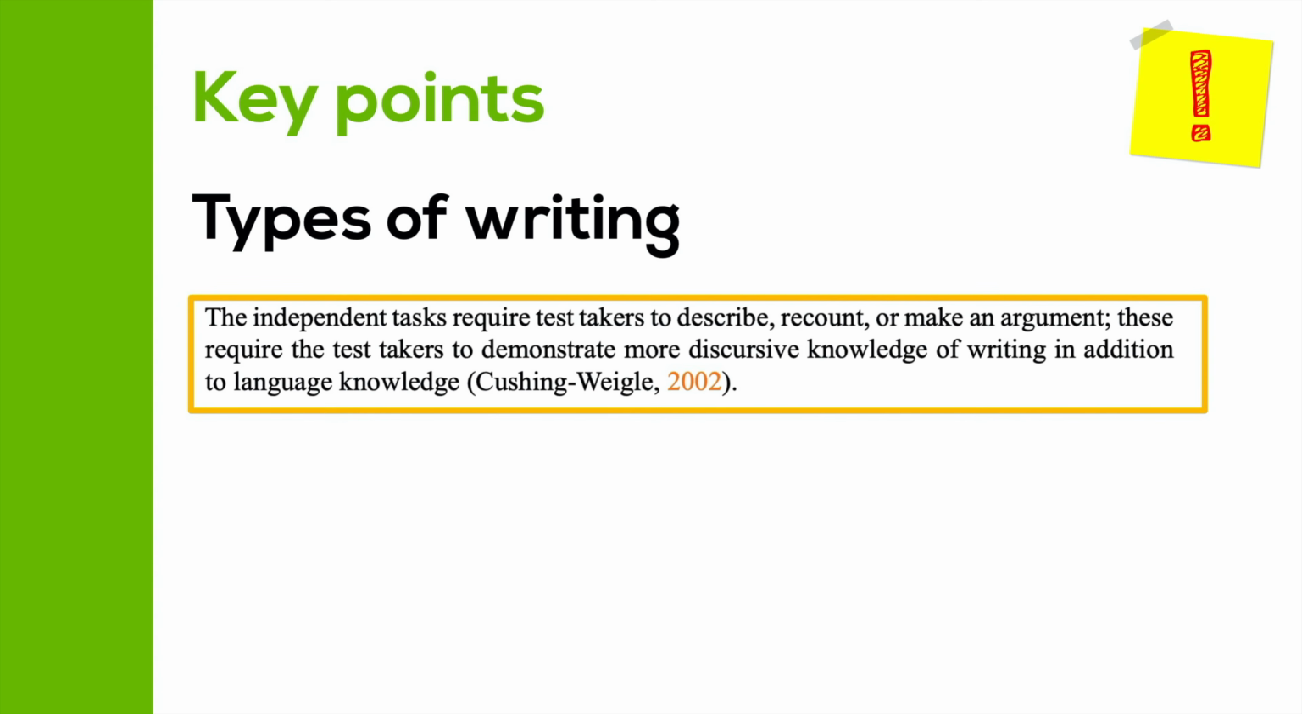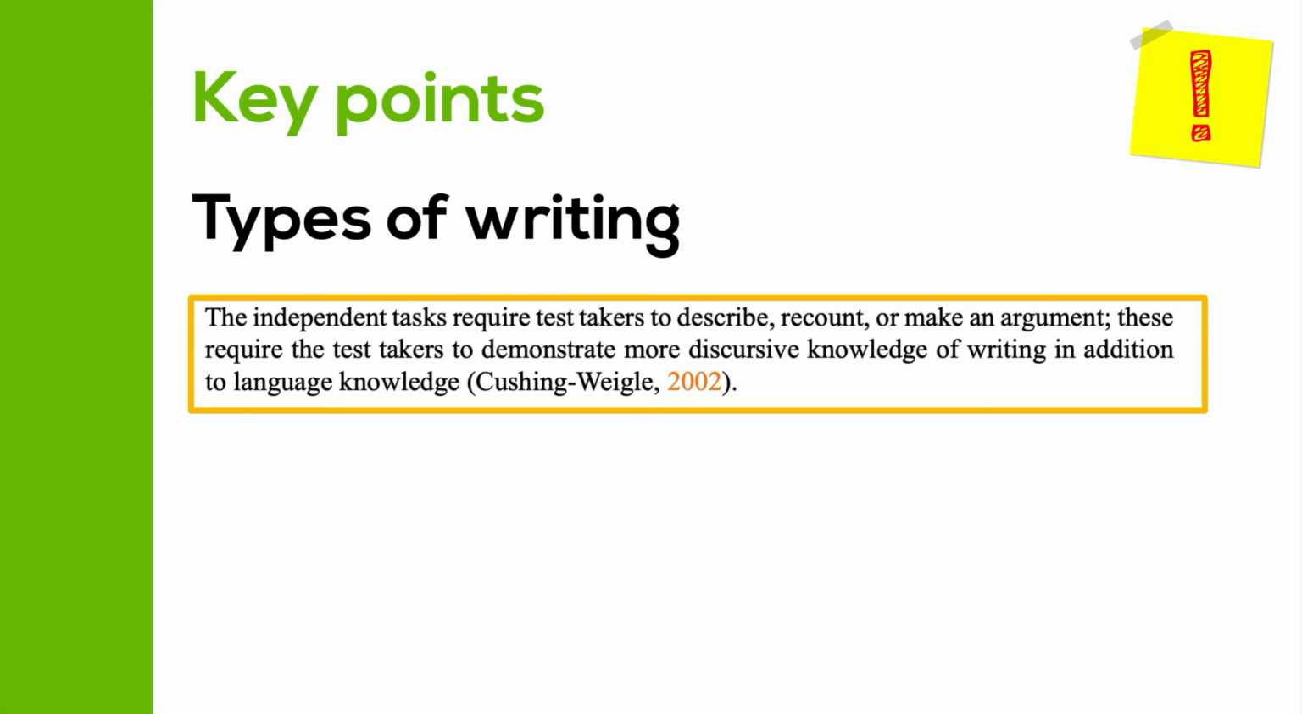You can find information on the Duolingo English Test website about all of the tasks you're going to do. For this writing task, this is what they show us. It says that the independent tasks require test takers to describe, recount, or make an argument. These require the test takers to demonstrate more discursive knowledge of writing in addition to language knowledge.